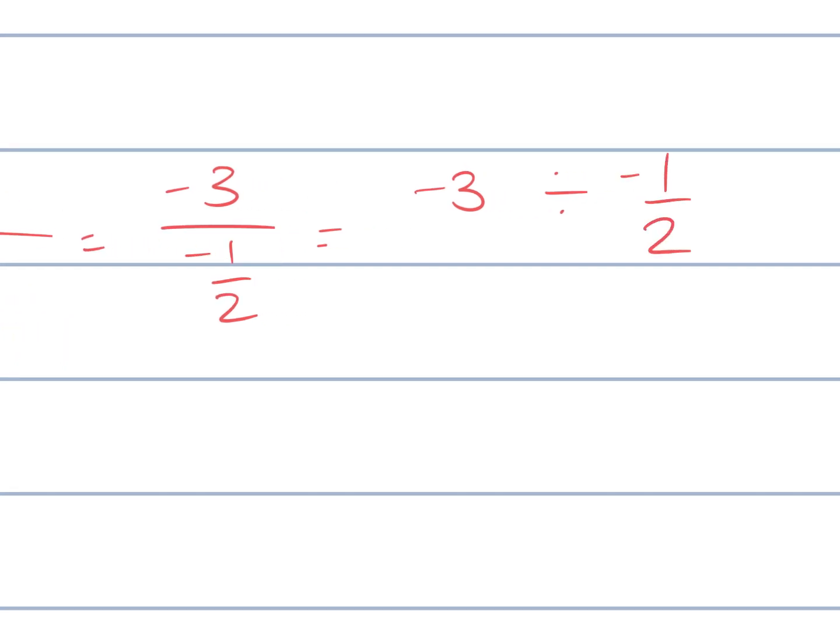So do you guys agree I can rewrite this as negative 3 divided by negative 1/2? Is that the same thing as what I just wrote? Okay. Negative 3 is a fraction over 1. How do we divide fractions? Keep, change, flip. So keep the negative 3 over 1 the same. Change division to multiplication, and flip your fraction. So it's going to be 2 over negative 1.